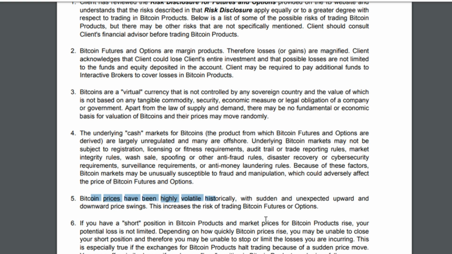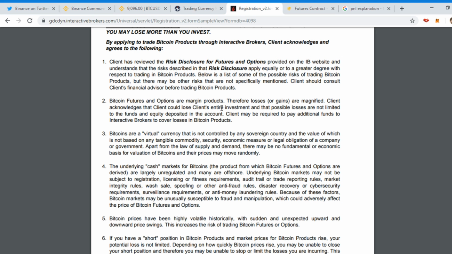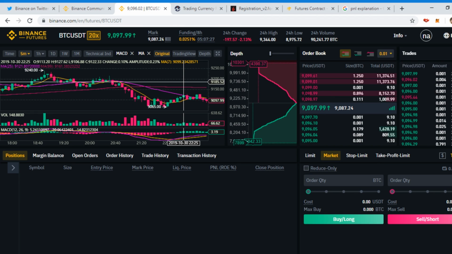Bitcoin prices have been highly volatile historically, with unexpected upward and downward price swings. I'll leave all this in the description below, and you guys can read it in more detail. This is a good thing that Binance Futures has.